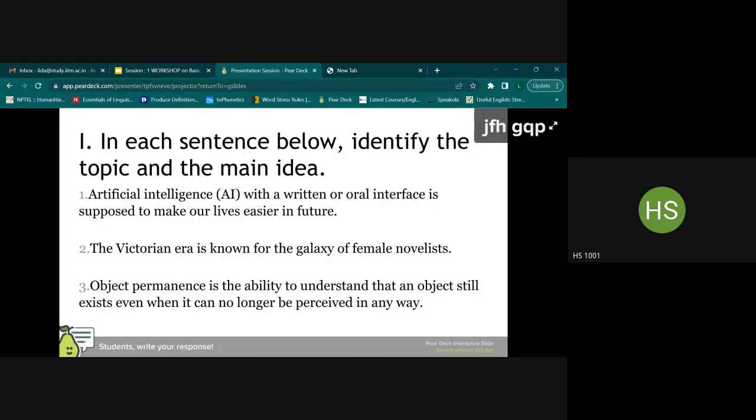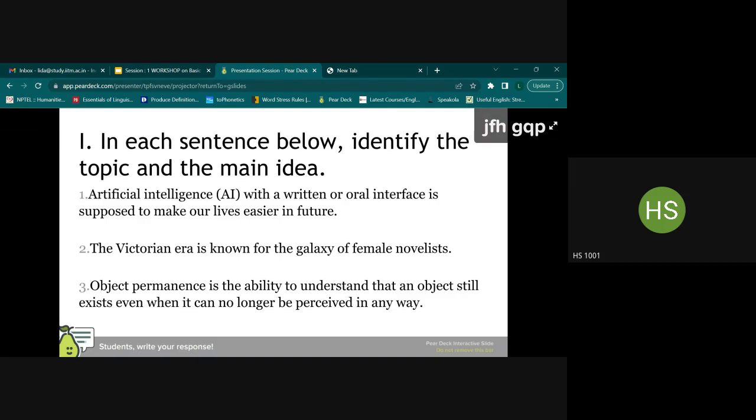Okay. So in the first one, what is your topic? Artificial intelligence. Clearly. Artificial intelligence, right? That is your topic. And what about the topic? The written or oral interface is supposed to make our lives easier in future, which means this is a claim that is being made. Now, the rest of the paragraph is definitely going to elaborate or prove how this is possible. Okay? So that's the first part.